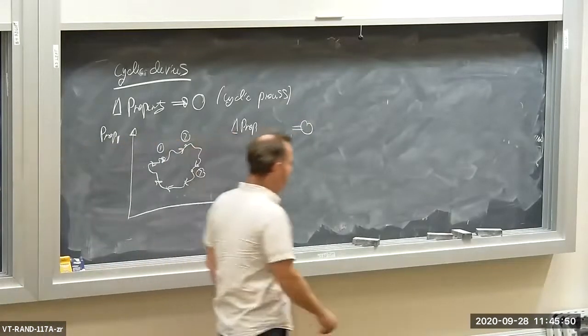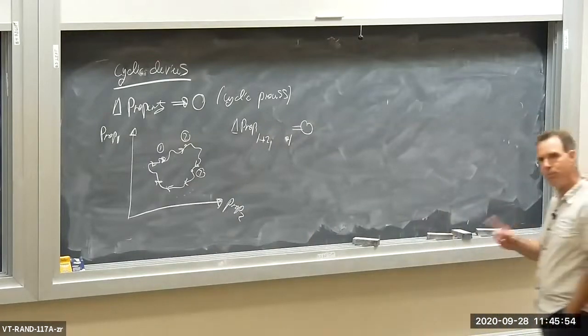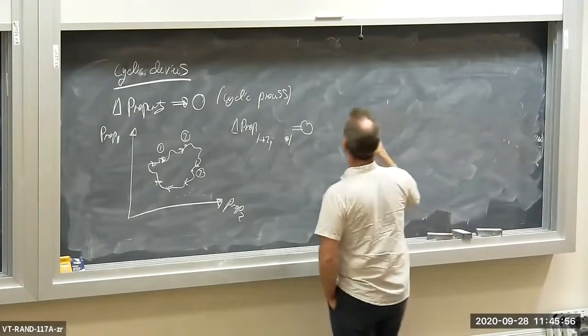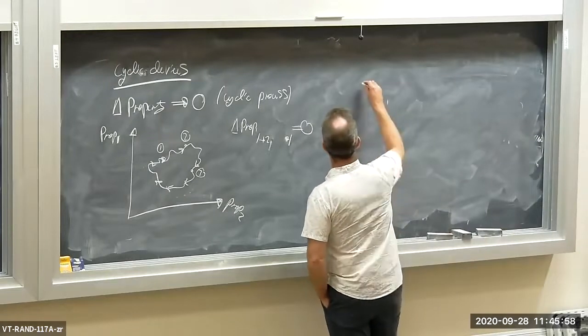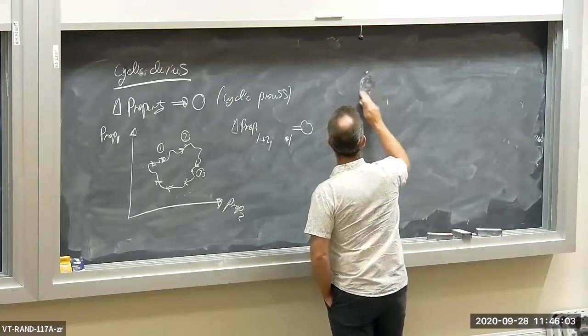Now, another way of saying this is for a device that operates over time. You can say that the rate of change in all properties.